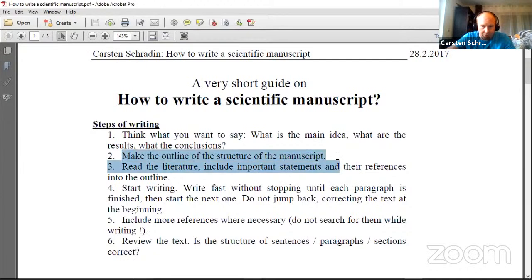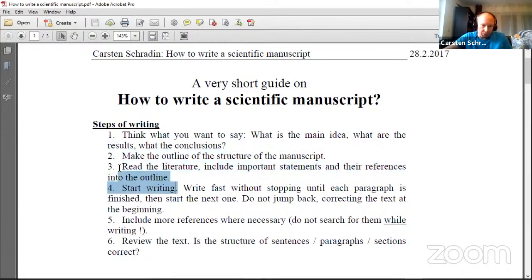And then the most important point: before you start writing, make an outline of the structure of your manuscript, and from the beginning use this structure for everything. Don't have one file for the introduction, one for the materials and methods and all these things. From the beginning, have one manuscript you're working on.